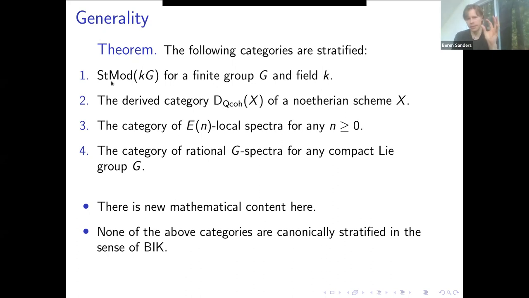But the Balmer spectrum in this case is weakly Noetherian, and this approach using the Balmer-Favi support works. For these other examples, the issue is more extreme, because there's no ring acting on the category that would appropriately classify the localizing tensor ideals of these examples. There's no suitable ring action in these examples. But using this notion of support in the Balmer spectrum, we're able to classify the localizing tensor ideals. Okay, so these are old examples.